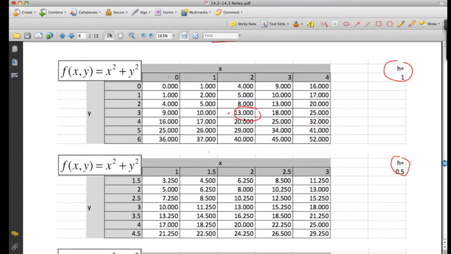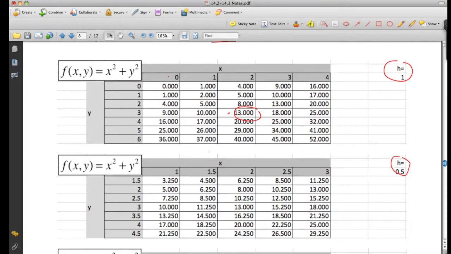And then going down this way, as we go from 13 to 20, that's a 7-step jump, and then a 9-step jump, and then going from 29 to 40, that's an 11-step jump. Now, in this direction, in the y direction, you should notice also that that's not linear.